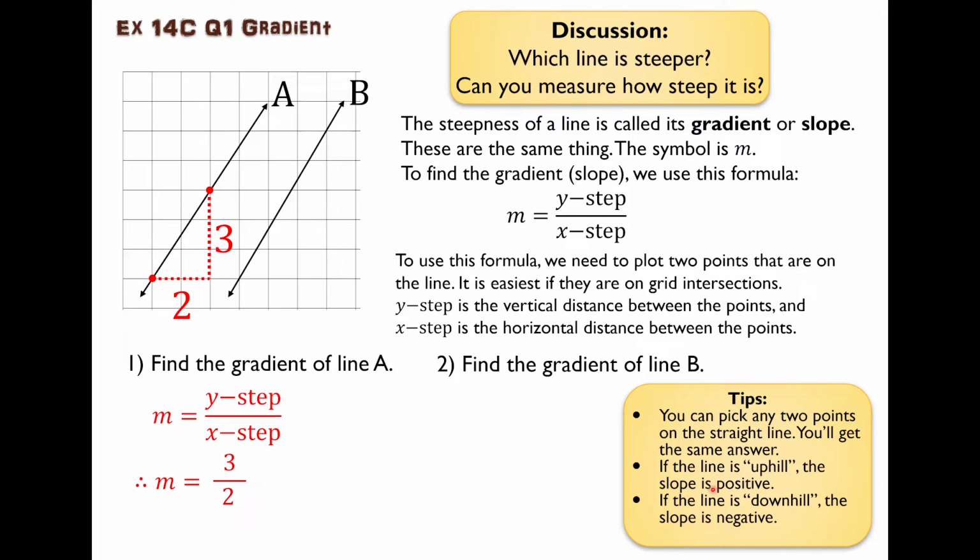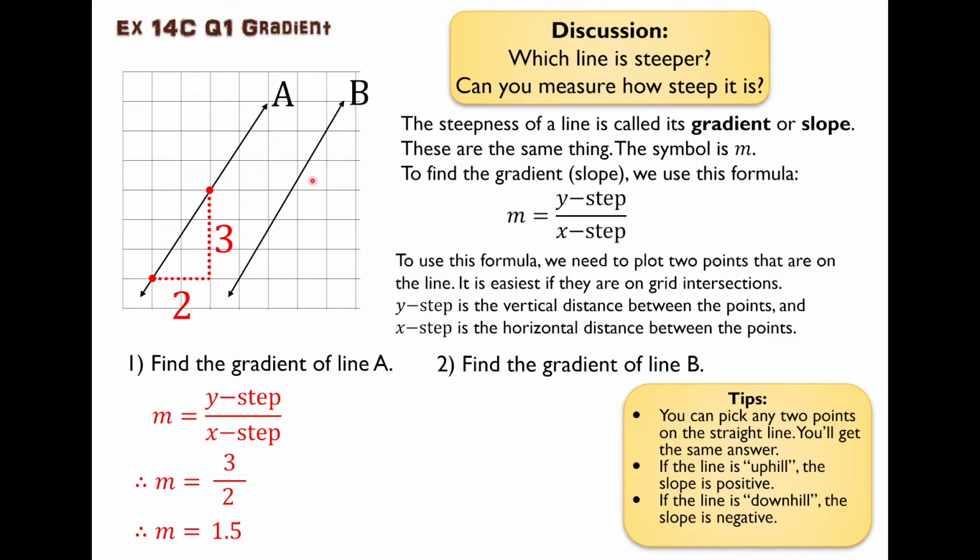Good. If the line is uphill, the slope is positive, this line goes uphill, so the slope is positive. By the way, you don't have to, this answer is fine, it's a simplified fraction. You can, if you want to, write it as a decimal, if there is an exact decimal, and in this case there is. 3 divided by 2 on your calculator is 1.5. So the slope is 1.5.